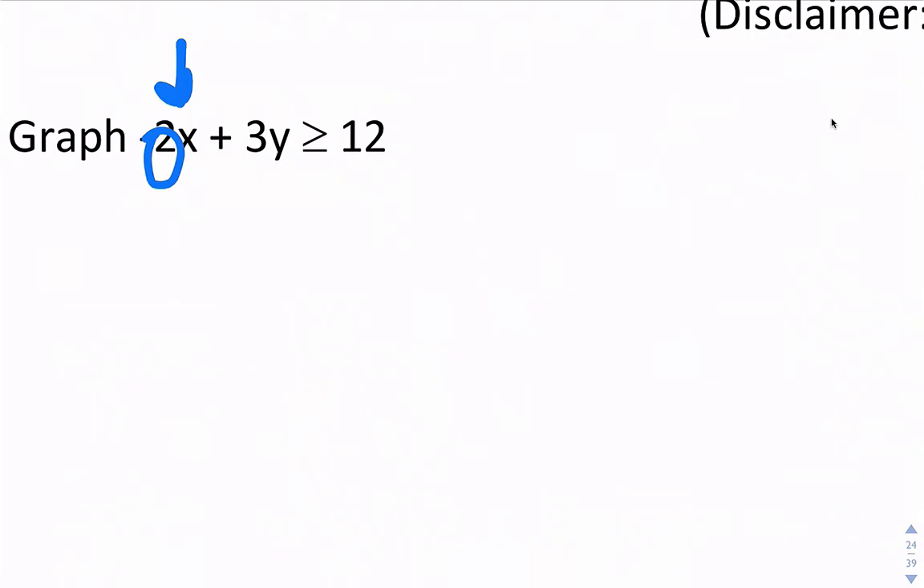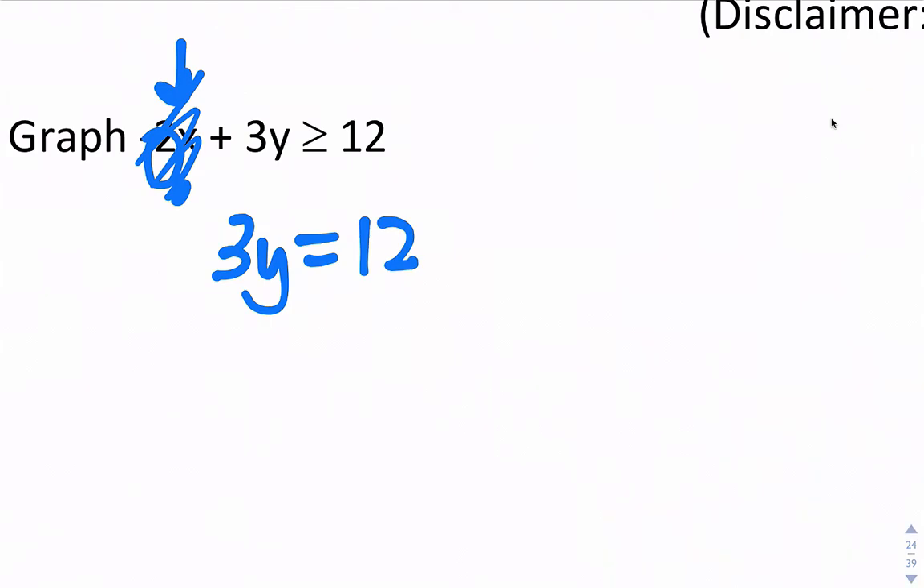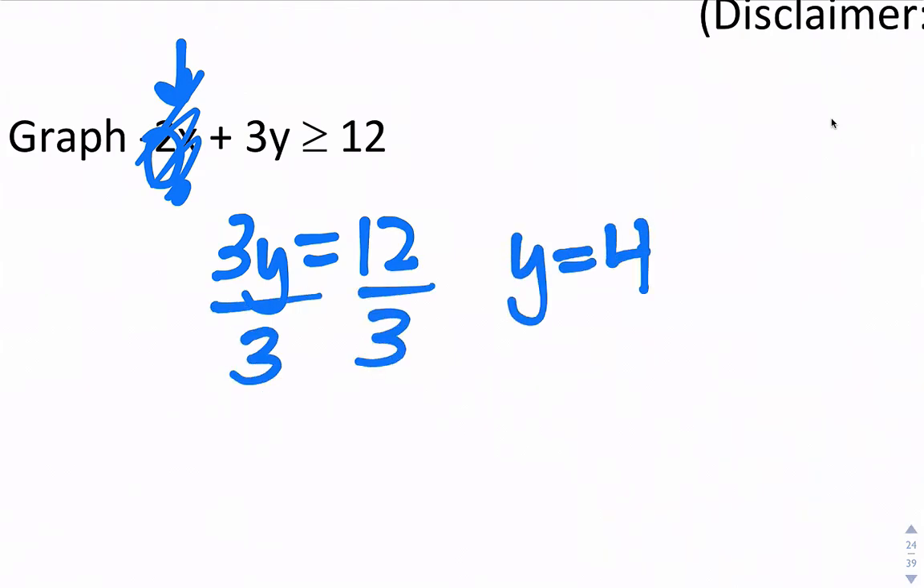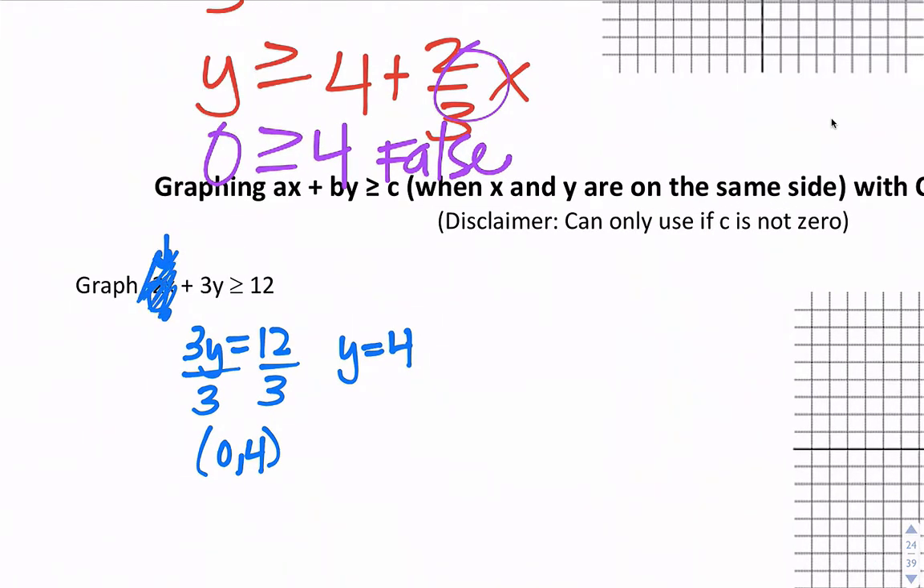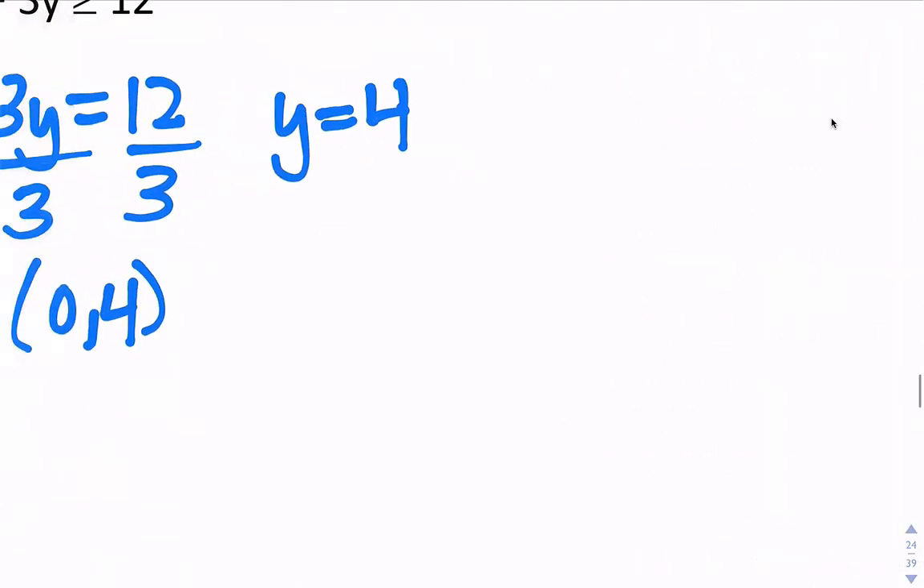What I'm going to do is kind of cover that up, and I'll imagine that 3y equals 12. And if we do that, we're going to get y equals 4. So when x is 0, y is 4. So that's called the cover-up method. You cover one up and you solve. And so 0, 4 I'm going to graph right here.